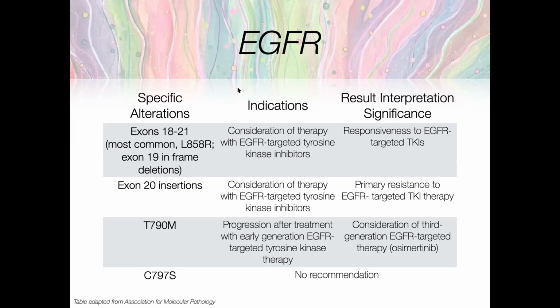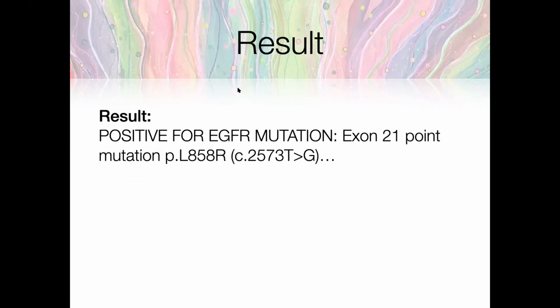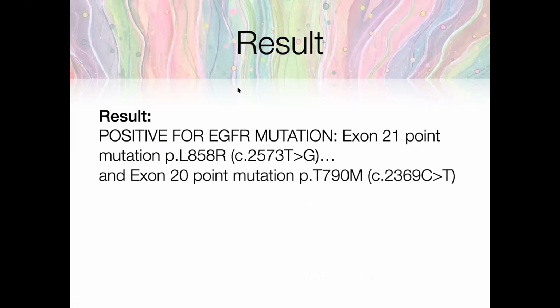So testing for C797S is not recommended for routine management at this time. We had encountered one case with a C797S mutation, although it was detected by NGS assay, since this molecular alteration is not included in the Cobas EGFR mutation test version 2. Interestingly, aside from L858R, the T790M mutation was also detected in the same sample. We then repeated the test to confirm the presence of these dual mutations, and the result was still the same.